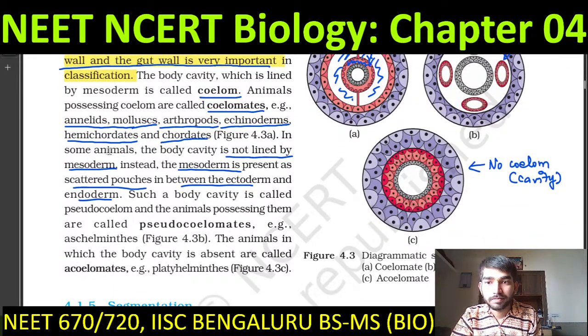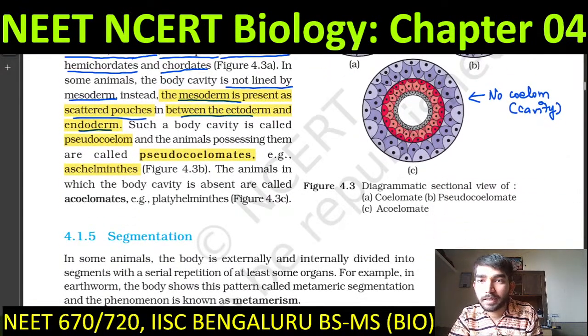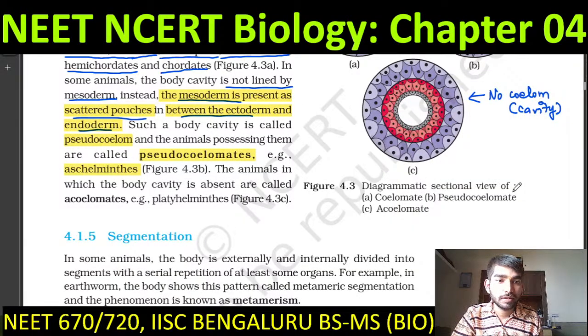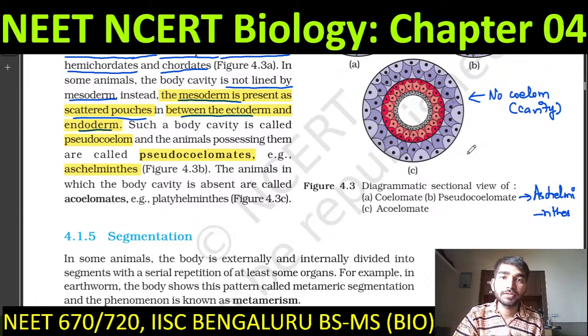So I'll just highlight this. The mesoderm is present as scattered pouches. The term here used is scattered pouches between the ectoderm and the endoderm. So such a body cavity is called pseudocoelom, and the example here is Aschelminthes. So remember this, only example of pseudocoelomate is Aschelminthes. So I will write here also Aschelminthes. So that is why you should remember the example of pseudocoelomate. It's very important because there is only one example, like one phylum of pseudocoelomate, which is given here.